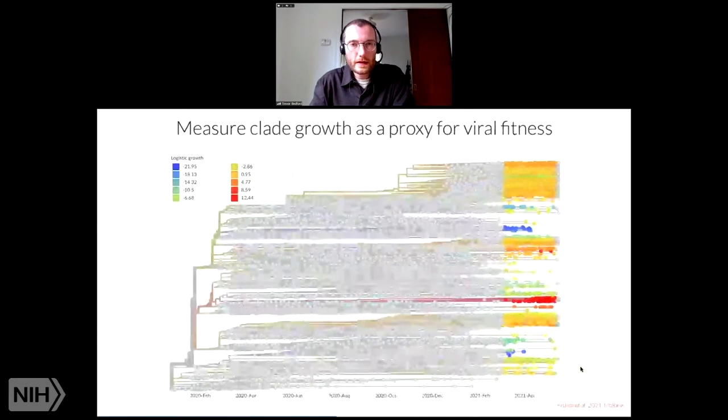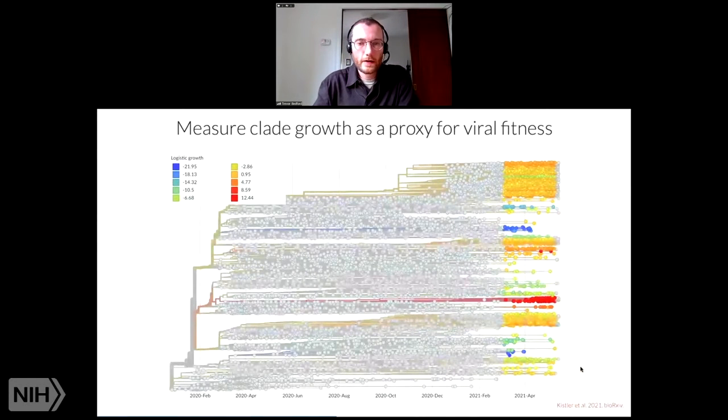And then the key thing that we then look at here is clade growth. So we can look at a particular point in time. So this is done on April 15th.